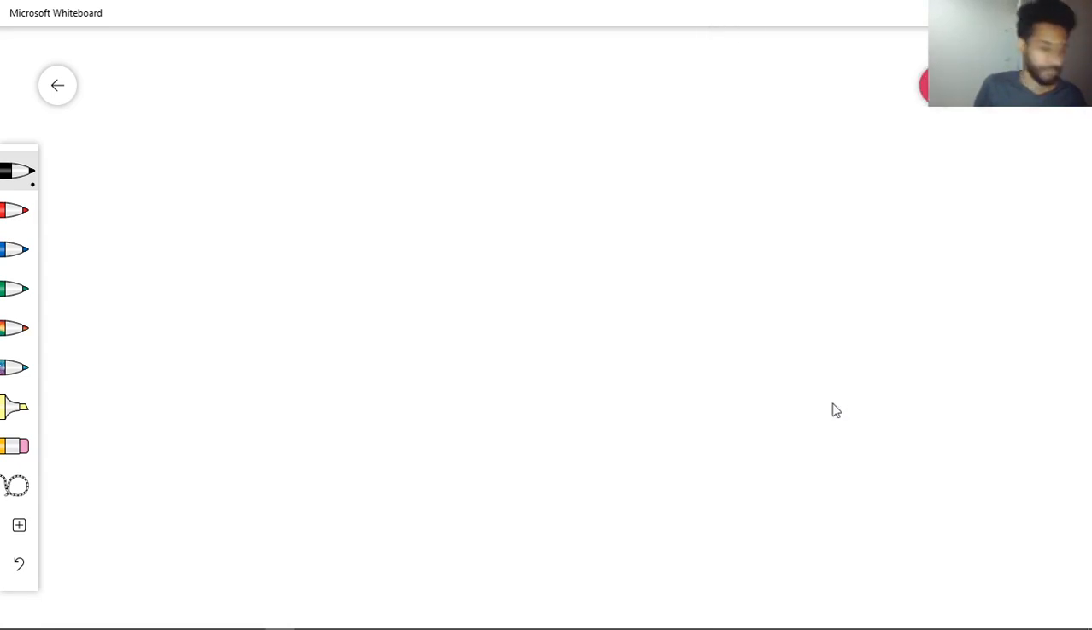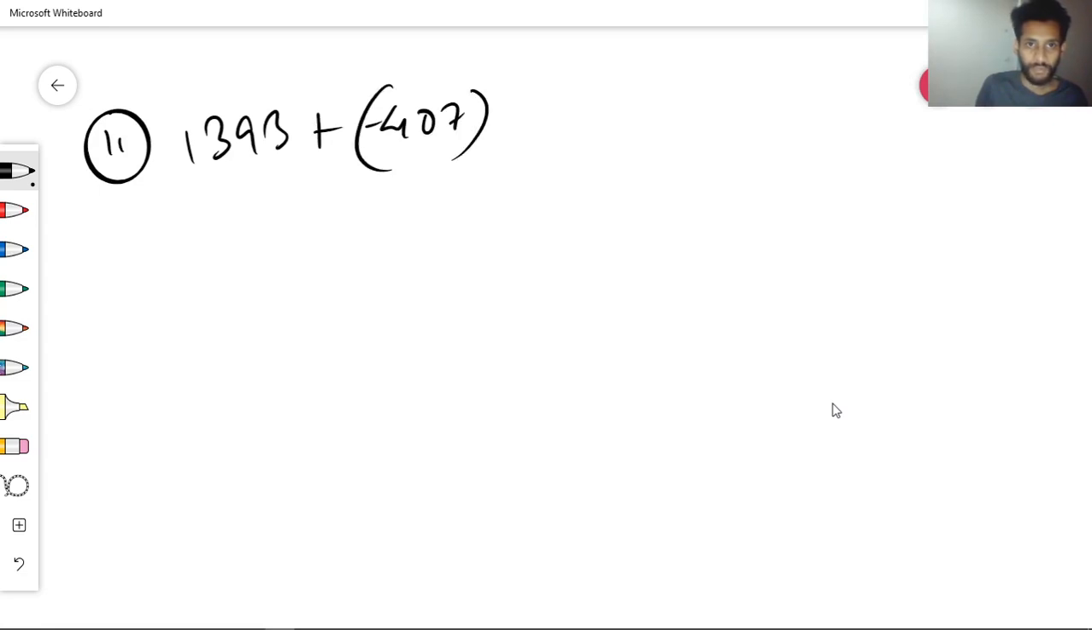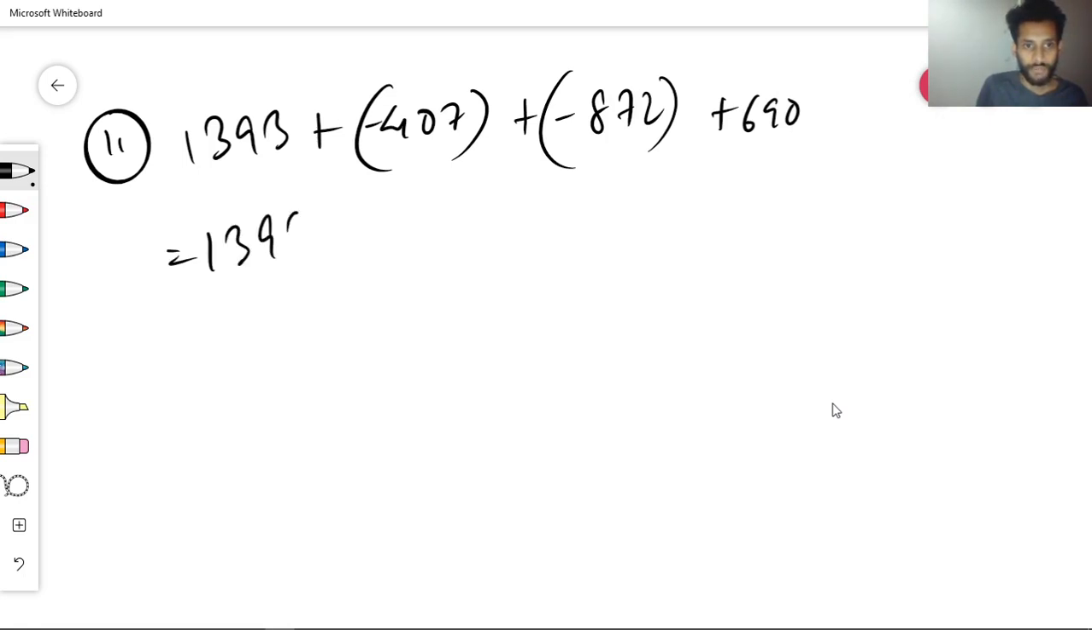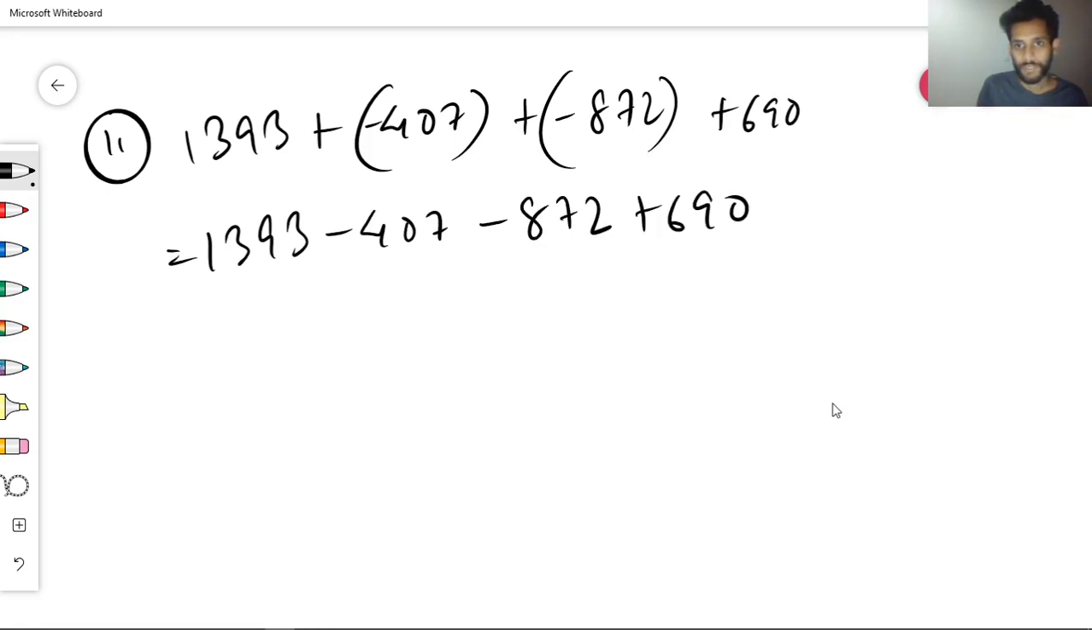Then I will be doing question number 2. 1393 plus minus 407 plus minus 872 plus 690. Okay, this is 1393. This one is minus 407. After that minus 872. After that plus 690.